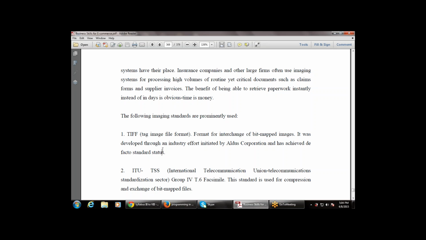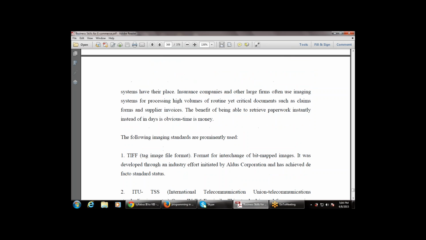The next is ITU-TSS, the International Telecommunication Union Telecommunication Standardization Sector. This is also a standard, a format that is used for compressing and exchanging data in a bitmap format.